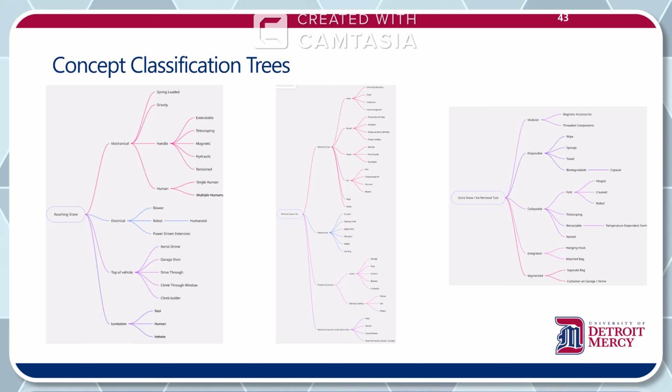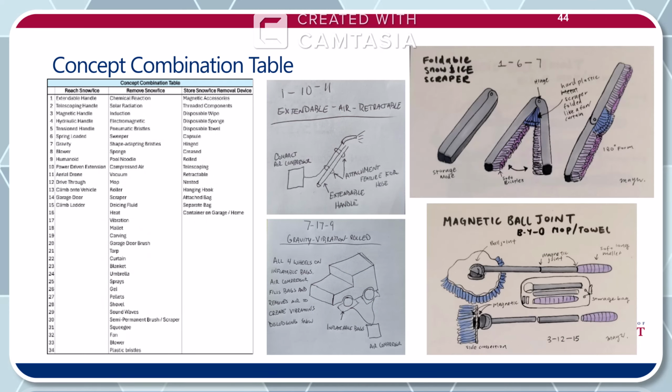Finally, a systemic approach was taken to concept generation. Concept classification trees were used to break solutions to problems down to their most basic forms, with inviable branches being pruned. Many of these ideas then fed a concept combination table, where an item from each column was chosen, resulting in even further concepts being generated, such as a foldable snow and ice scraper from the combination 167, extendable handle, sweeper, hinged.